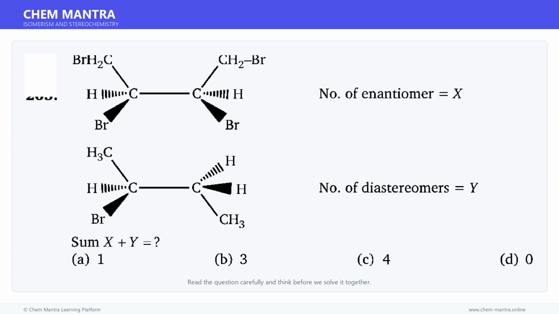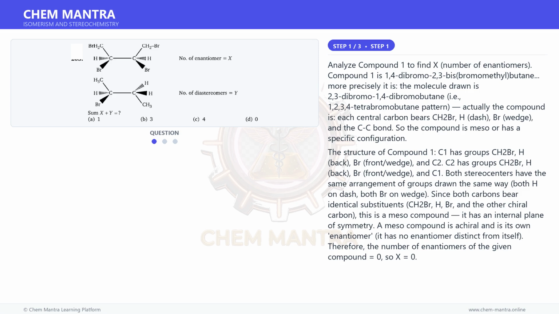Here is a question. Read it carefully and think about the answer. Let us solve it step by step. Let us begin solving this step by step. Analyze compound 1 to find X, number of enantiomers.